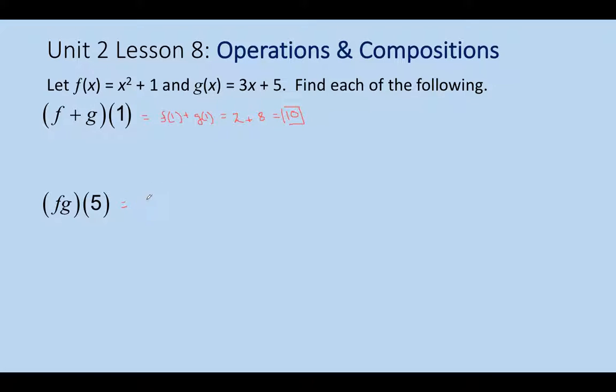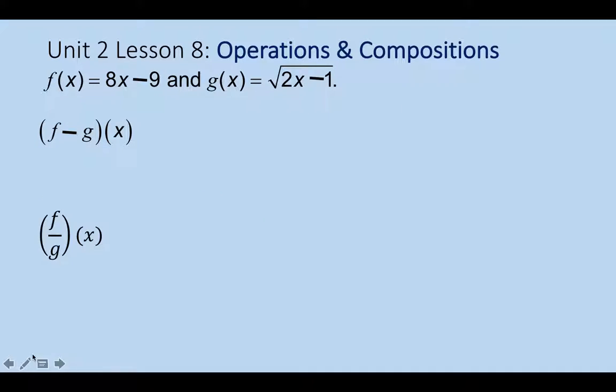All right, if I take a look at some multiplication, similar principle here, we'd just be saying f of 5 times g of 5. Well, f of 5, 5 squared is 25, plus 1 is 26. And then if I plug in 5 for g of x, 3 times 5 is 15, plus 5 is 20. Multiplying these two things together, 26 times 20 would be 520. And that is, again, my final answer.